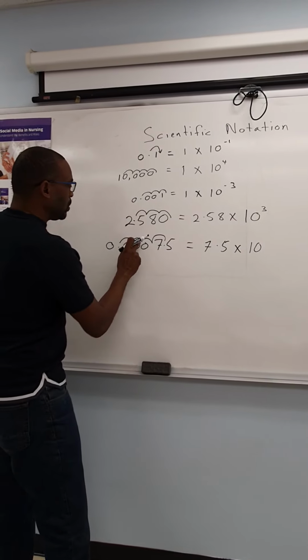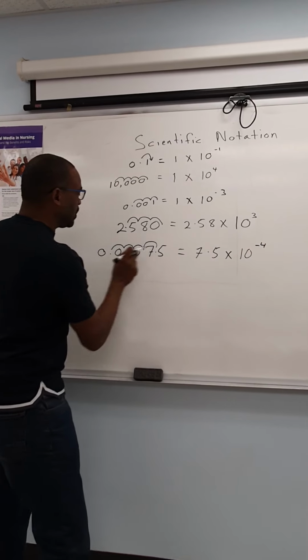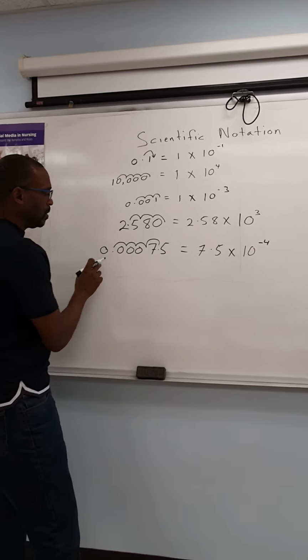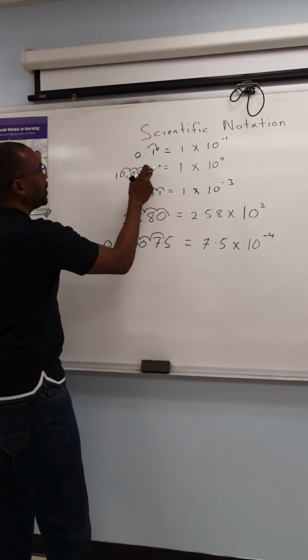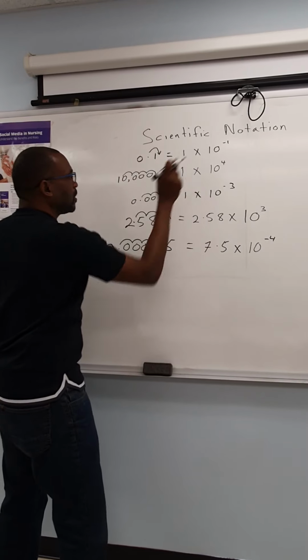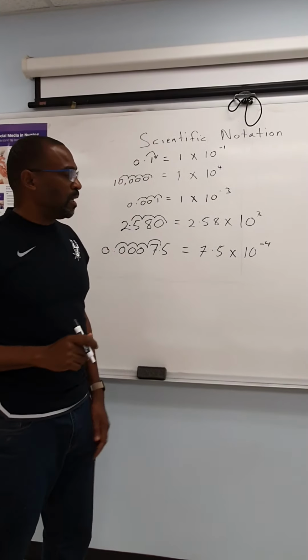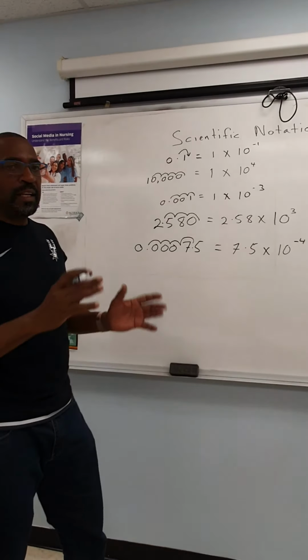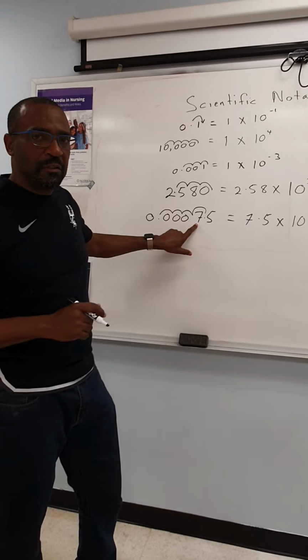So it's 1, 2, 3, 4, 10 to the -4, because it was a number that started off smaller than 1. So we move from left to right, you know it's negative. If we move the decimal from right to left, you know it's going to be positive. So it's always in multiples of 10. The key is getting the decimal to the right side of the first non-zero digit.